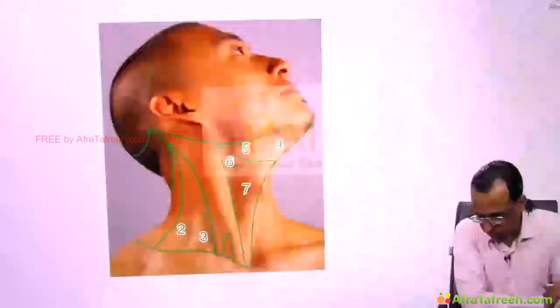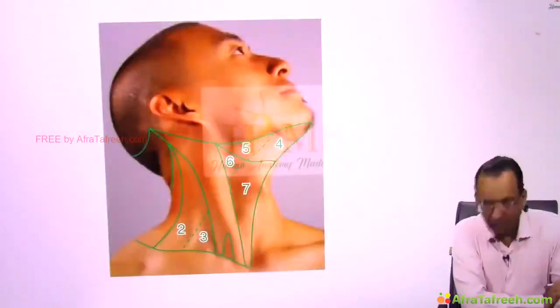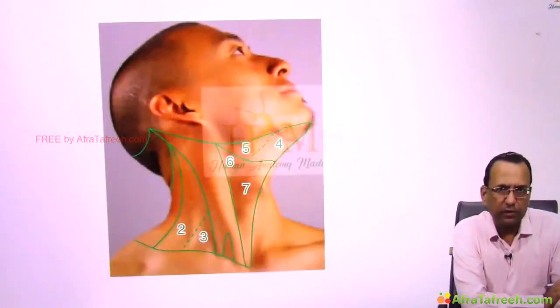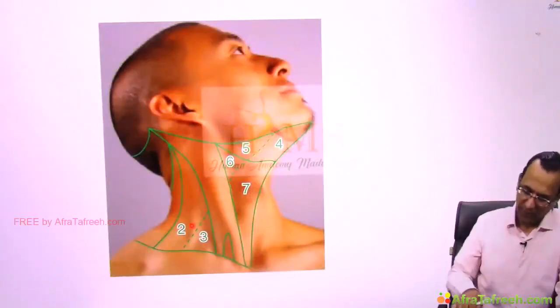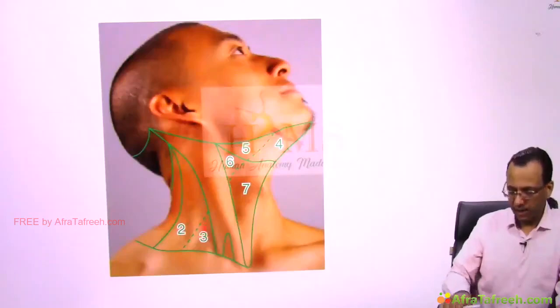Okay, if you say so, can we see the names now? The anterior posterior triangle? Yes. Actually, posteriorly we have two. And anteriorly we have four. What are the four? Then discuss.